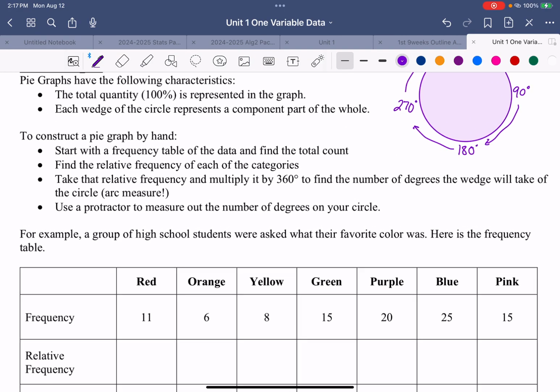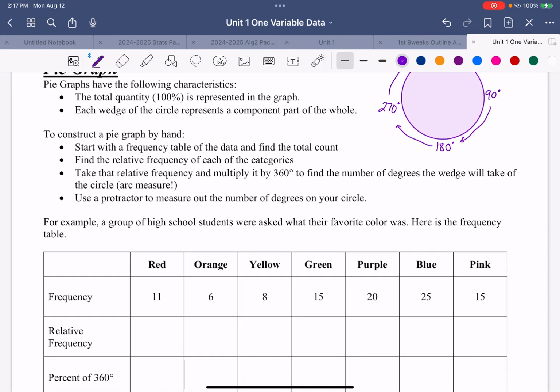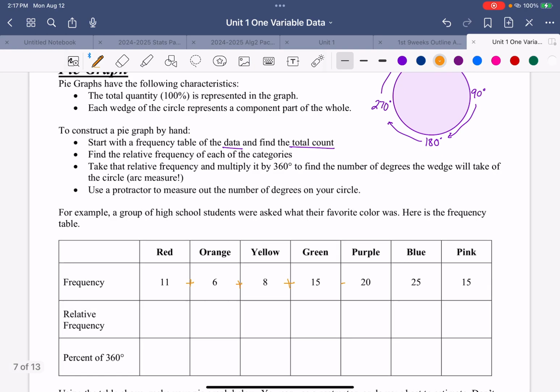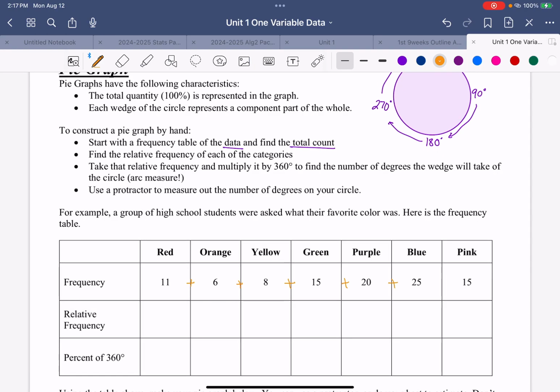So how do we construct this? The first thing we need to start with is a frequency table. We create a frequency table, write the data, and find the total count. Here we've got our table, we just haven't gotten our total count. So we add 11 plus 6, plus 8, plus 15, plus 20, plus 25, and then plus 15. Our total is 100. That's the total amount of people, items, whatever. That's the total.